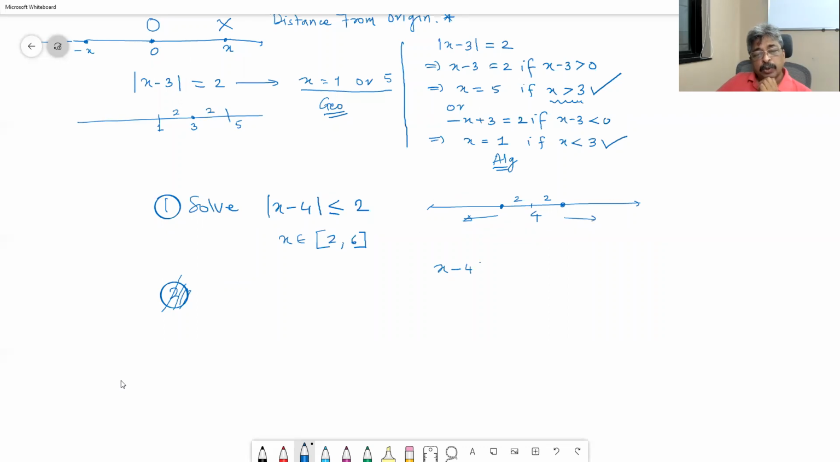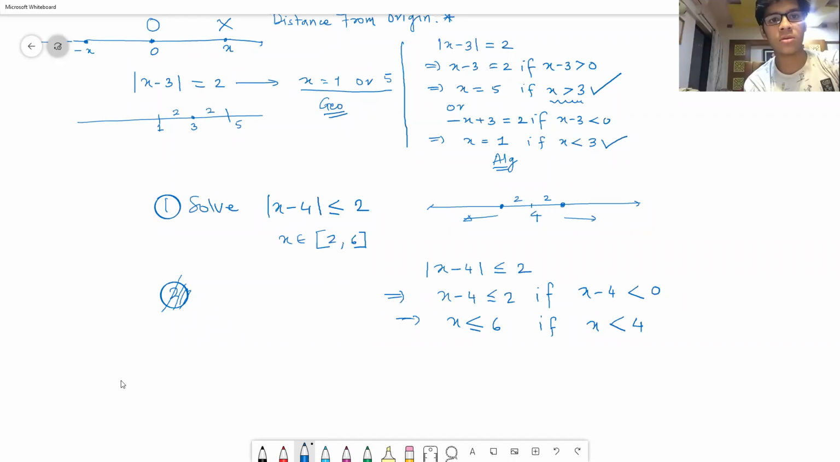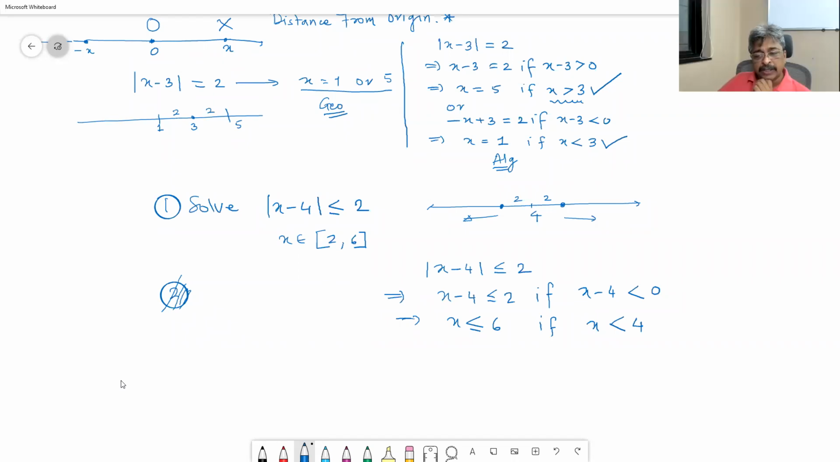Absolute value of x minus 4 is less than or equal to 2 implies x minus 4 is less than or equal to 2 if x minus 4 is less than 0, implies x should be less than or equal to 6 if x is less than 4. Is that right? Yes or no? Is this correct? So x should be less than or equal to 6 if x is less than 4.